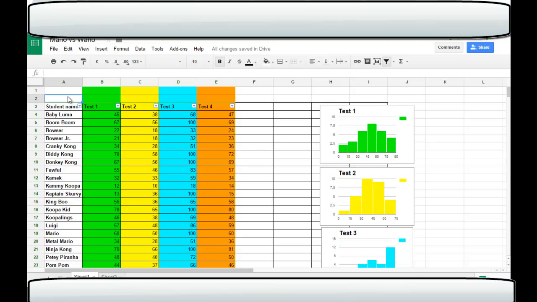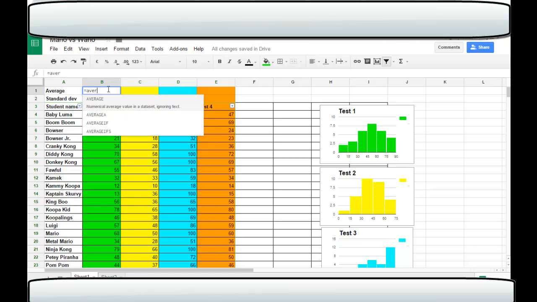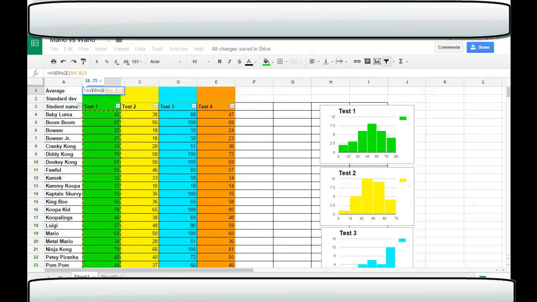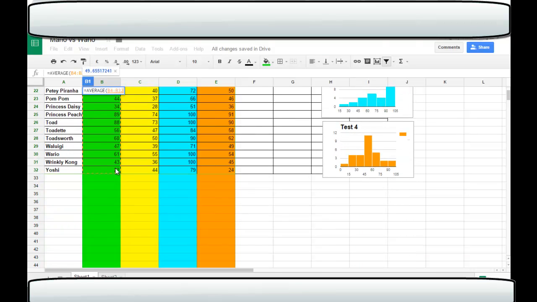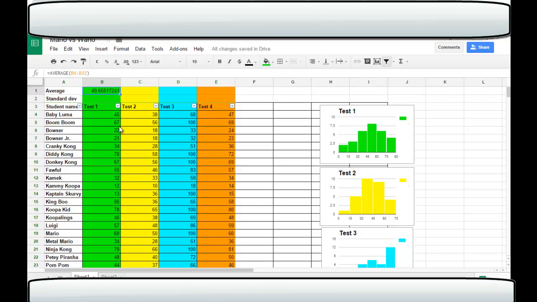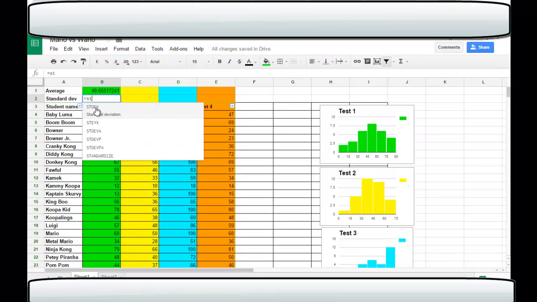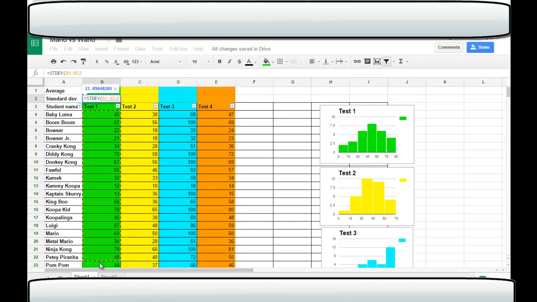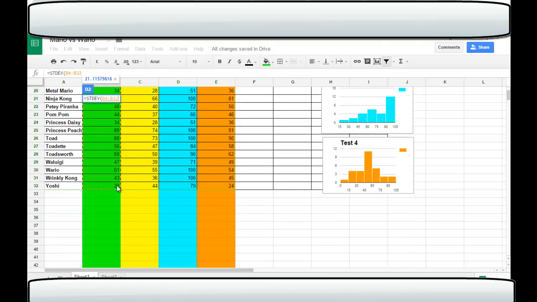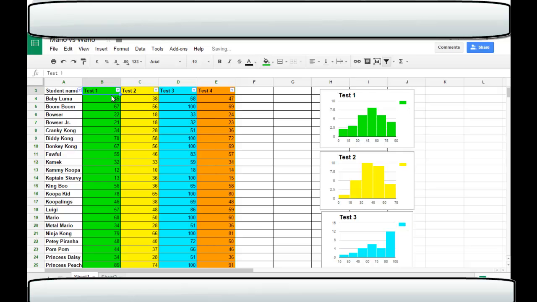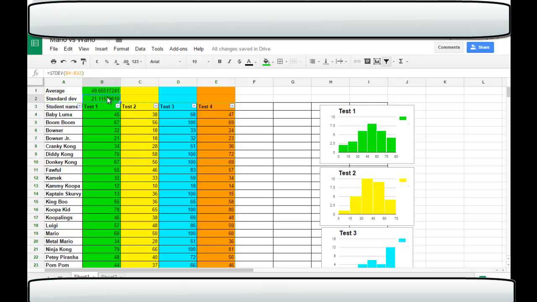Right, this is just where I'm going to calculate the standard deviations and the average. Right, so average is pretty easy, equals average. And then I just select all that data, close the bracket. Okay, so it's returning the average value. And standard deviation, just as easy. Start, there it is, standard deviation. Again, just select all the data. Okay, close the bracket, done. So I've got the average and standard deviation.